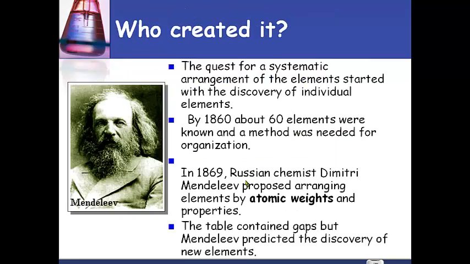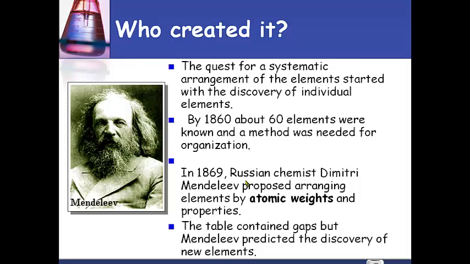So who came up with the periodic table? Well, people started discovering elements, and by 1860, about 60 of them had been discovered. And at that point, a Russian chemist named Dmitry Mendeleev decided that we needed a way to organize these elements, and so he suggested we organize them based on their atomic weights, or how much they weigh.